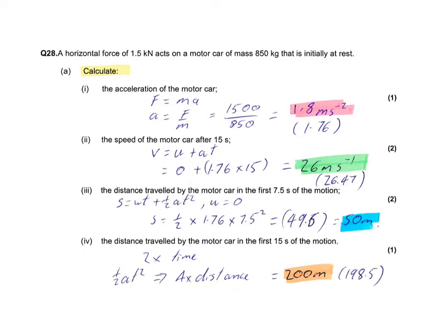The acceleration is force over mass, 1500 over 850. I end up with that value. Now, I'm writing down 1.8. That's the answer to two significant figures. I kept the full value in my calculator.